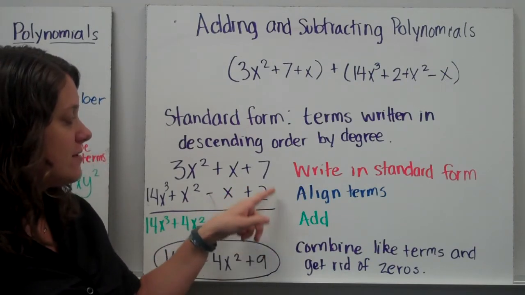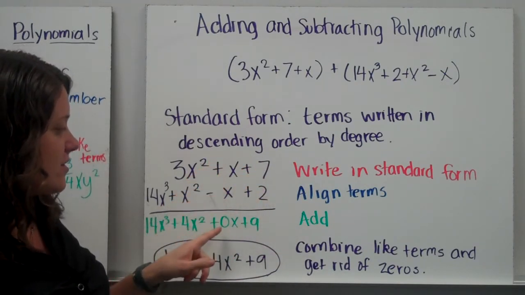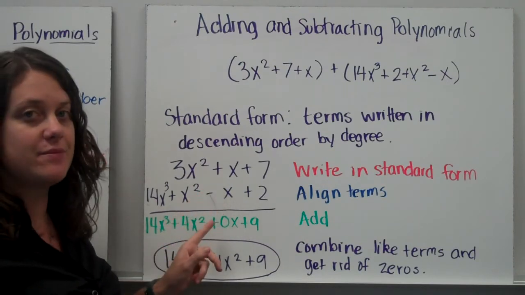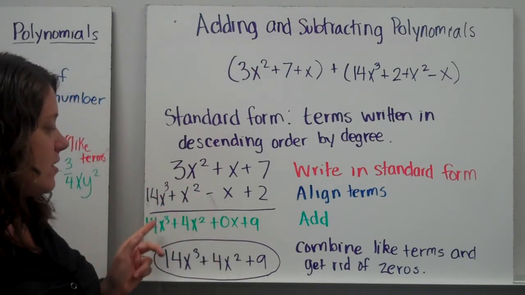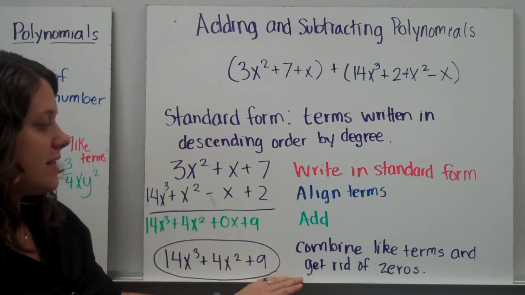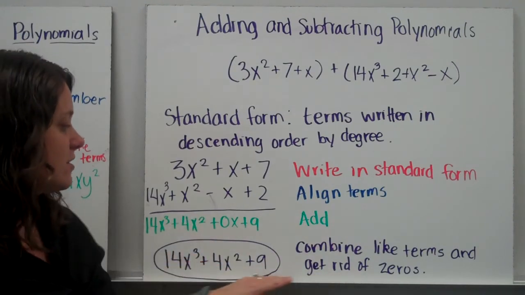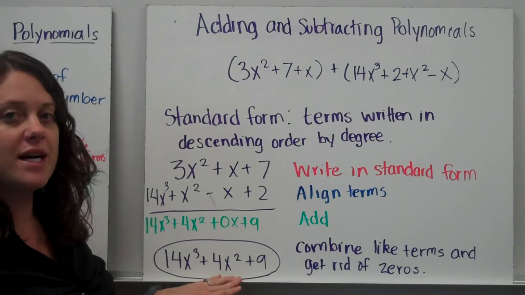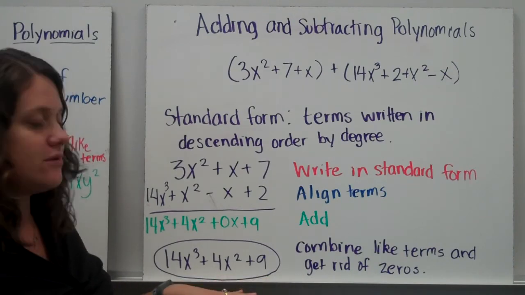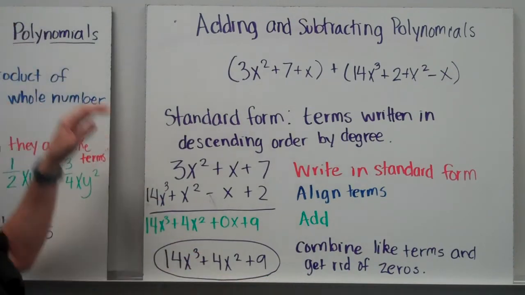Then we're just going to add the terms. So you just go on, you add the terms. Of course, positive x and negative x make 0x, and you just add all the terms. Okay, finally combine like terms and get rid of any zeros. So here, we got rid of the 0x and we shrunk it down to its final answer. Alright, let's look at another example.